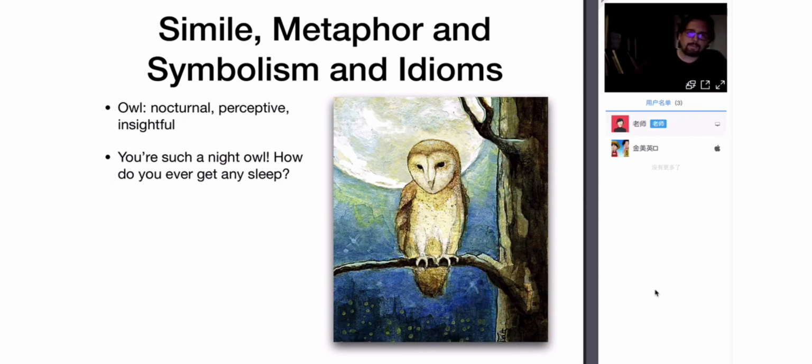The owl. The owl is a nocturnal bird. It sleeps in the day and hunts at night. It's very perceptive, and it can see in the dark very well. And presumably because it spends a lot of its time perched on a tree, just watching with these big eyes, we personify the owl as being wise and insightful.